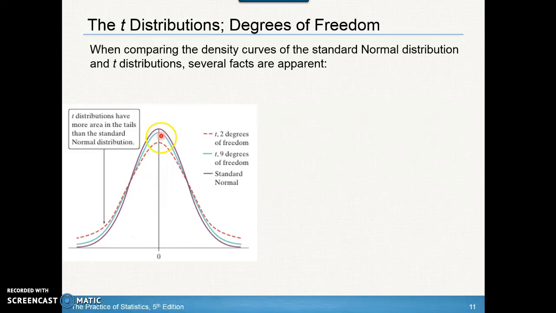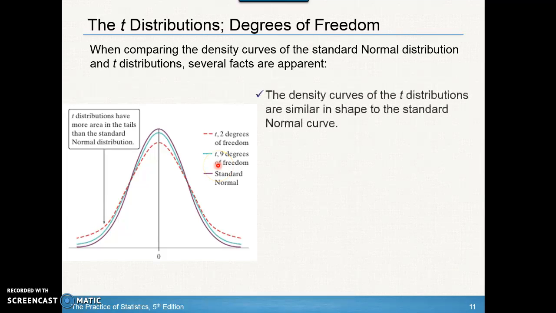Now notice it's not quite as high as the normal distribution, and notice how there's more area in the tails. Notice how the green curve has 9 degrees of freedom. It has a little bit more area in the tails than the normal curve, but not quite as much as the red curve, and it's a little bit closer to the peak of the normal curve. T-distributions have more area in the tails than the standard normal curve. And 9 degrees of freedom means that there were samples of size 10.